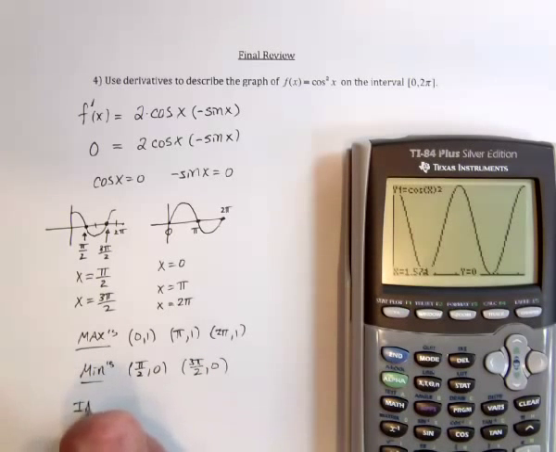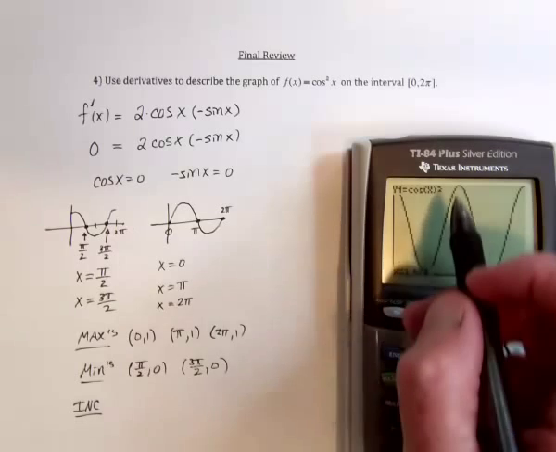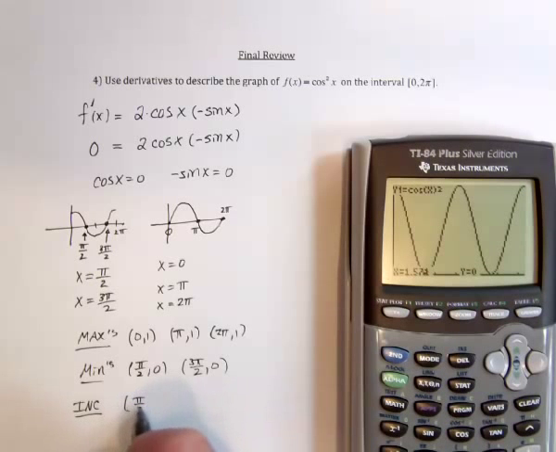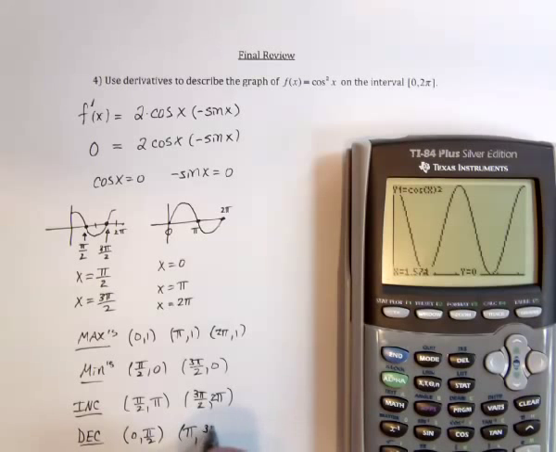And then where is it increasing? So that would be from here to here. So that's from pi over 2 to pi. And then from here to here, so that's 3 pi over 2 to 2 pi. And then decreasing at the beginning from 0 to pi over 2, and then from the middle to 3 pi over 2. All right, there's all the first derivative stuff.